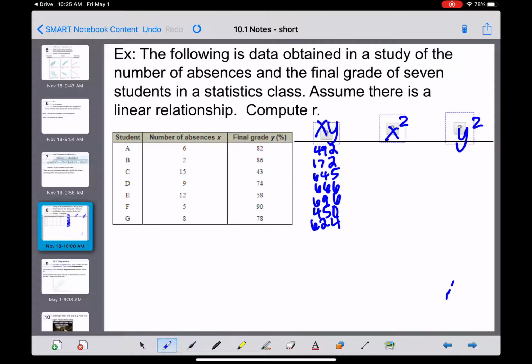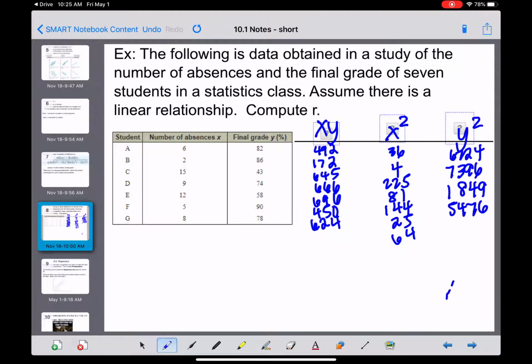And then x squared, so we take the first column squared. So 36, 4, 225, 81, 144, 25, 64. Then we're going to take y squared. And 7,396, 1,849, 5,476, 3,364, 8,100, and 6,084.